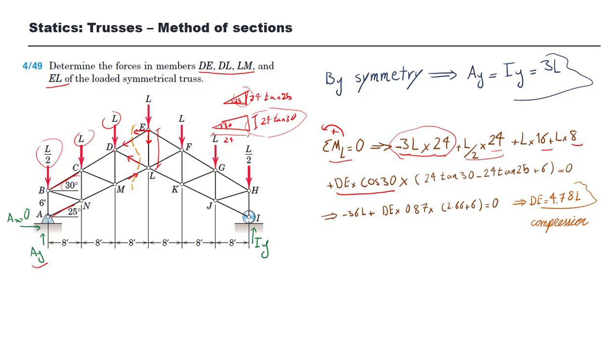And if we add it to this first figure, we can determine this distance, as you can see here. So this term is equal to our distance. If we solve this equation, we can determine the amount of DE, and it's a compression member, since the direction of force is toward joint D, so it's compression.